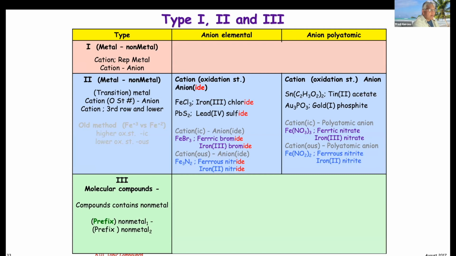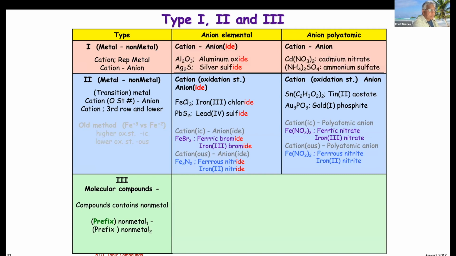For type 1, you have a metal and non-metal. Suppose you have aluminum and oxygen. Okay, it still needs to be electrically neutral, but that name is just aluminum oxide. If you have silver and sulfur, then that name is just silver sulfide. You always give the second element an IDE ending, indicating it's the anion.